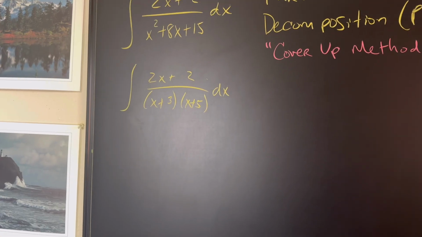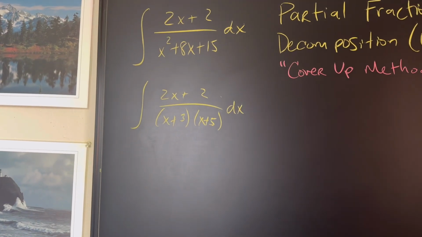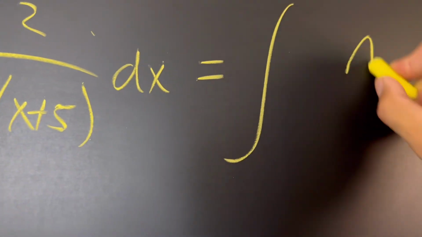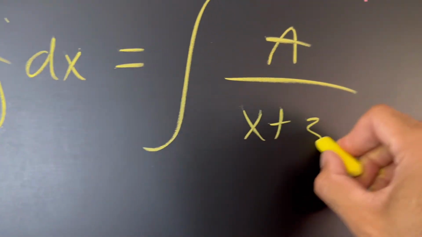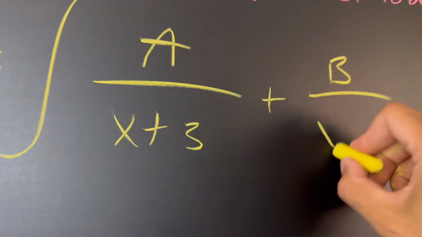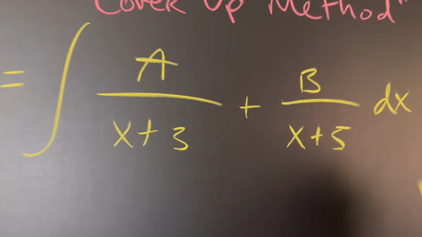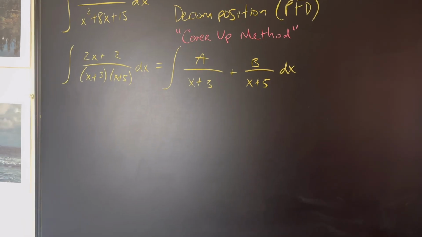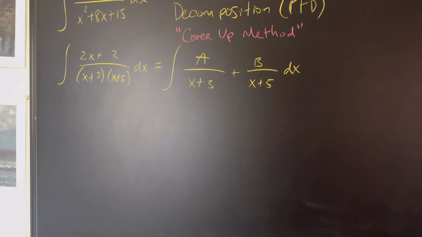So all we've done so far is just rewrite the integral so that we can better understand it. Now, here's the idea of partial fraction decomposition. This means that we can take this integral and rewrite it as a sum of two rational functions where the denominators are the particular factors that we just found. Now, what are A and B? We don't know, but we're going to figure that out in a second.